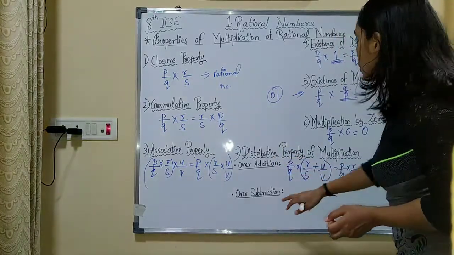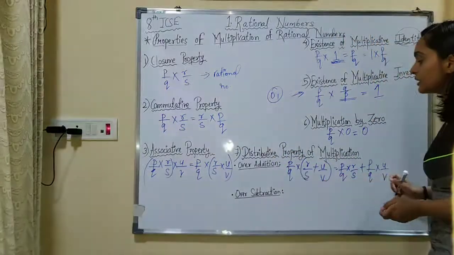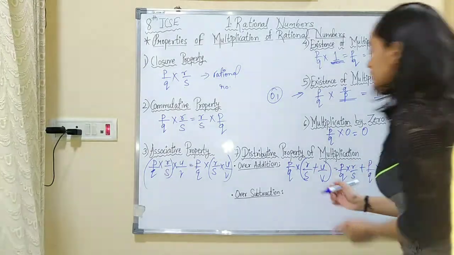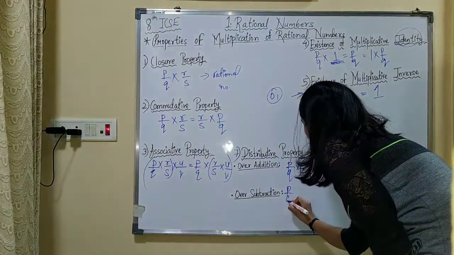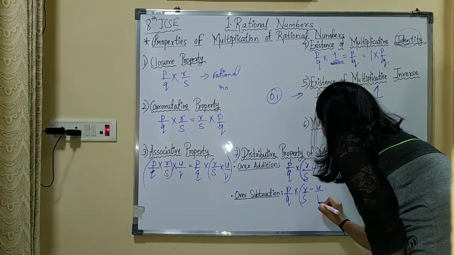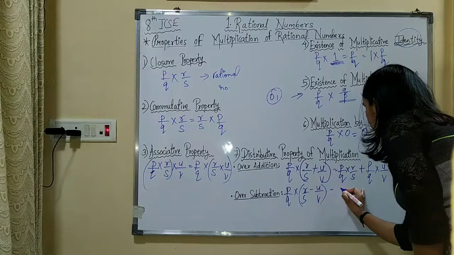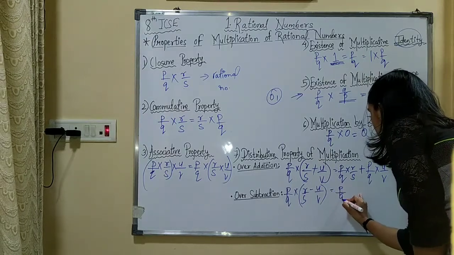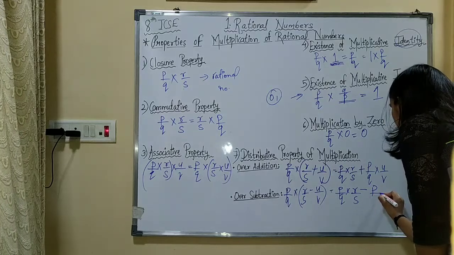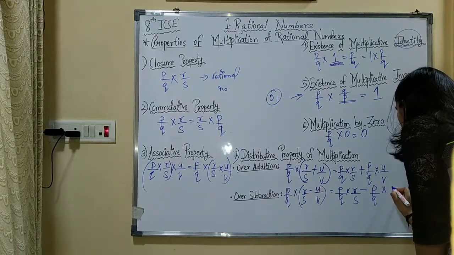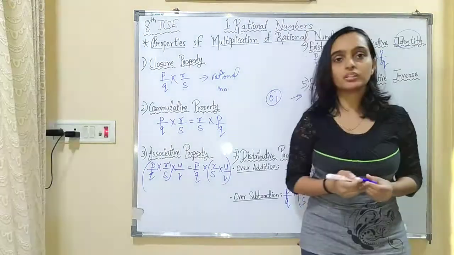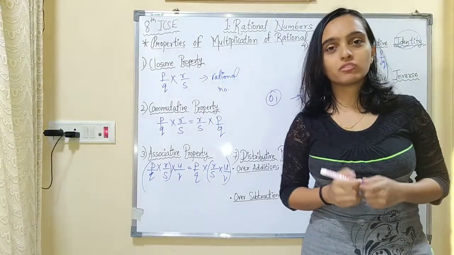Now we will see over subtraction. This is the same property, just here the addition sign is replaced by a subtraction sign. That is, you get p upon q multiplied by r upon s minus u upon v will give you p upon q multiplied by r upon s minus p upon q multiplied by u upon v. With this, we finish with our properties of multiplication of rational numbers.